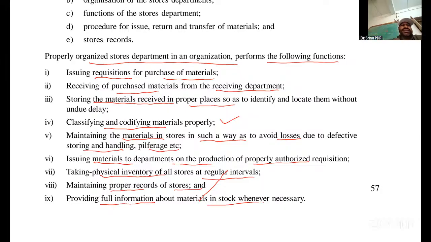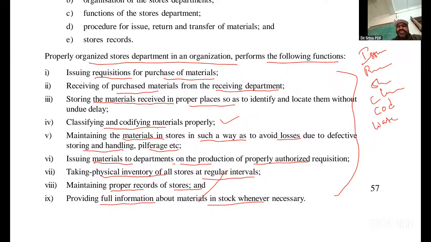So simply, this entire summary is what? Issue the material, receive the purchase order, and store the materials. Whatever material is there, they are going to classify, and for every material they are going to give a code. They maintain it to avoid losses and wastage, and issue the material to the departments, and only authorized persons are going to issue. They maintain proper records in the stores, providing full information about the material stock whenever necessary. So all these aspects are going to be done.